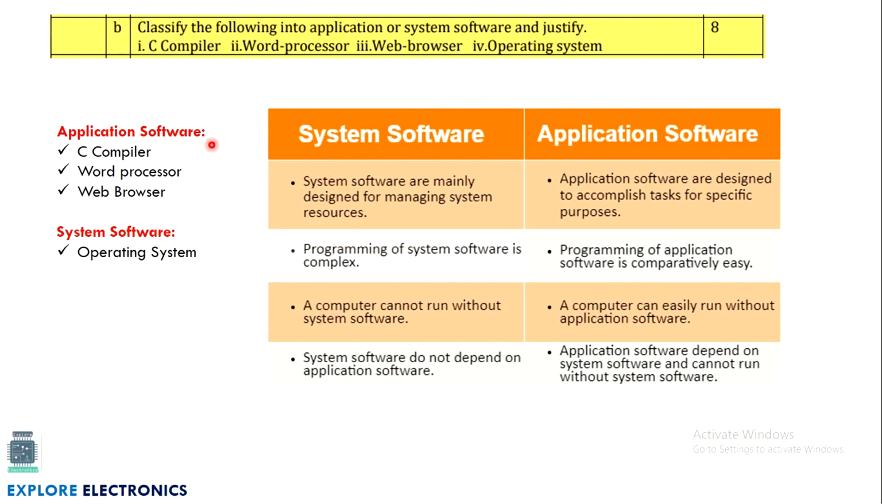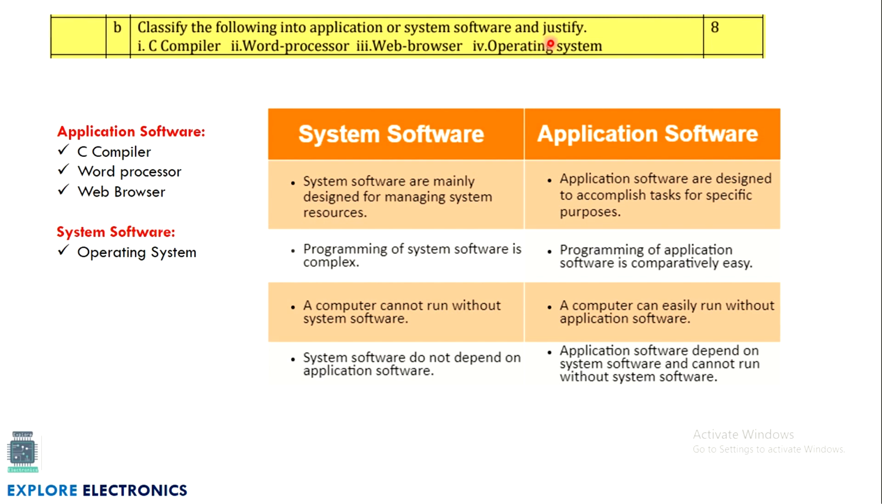And the next question is to classify the following into application or system software. They've given 4 things: C compiler, word processor, web browser and operating system. Out of this we all know that the operating system is system software and the other three are application software. So you can first classify them like this, saying these 3 are application software and this is system software, and then they have asked to justify it.